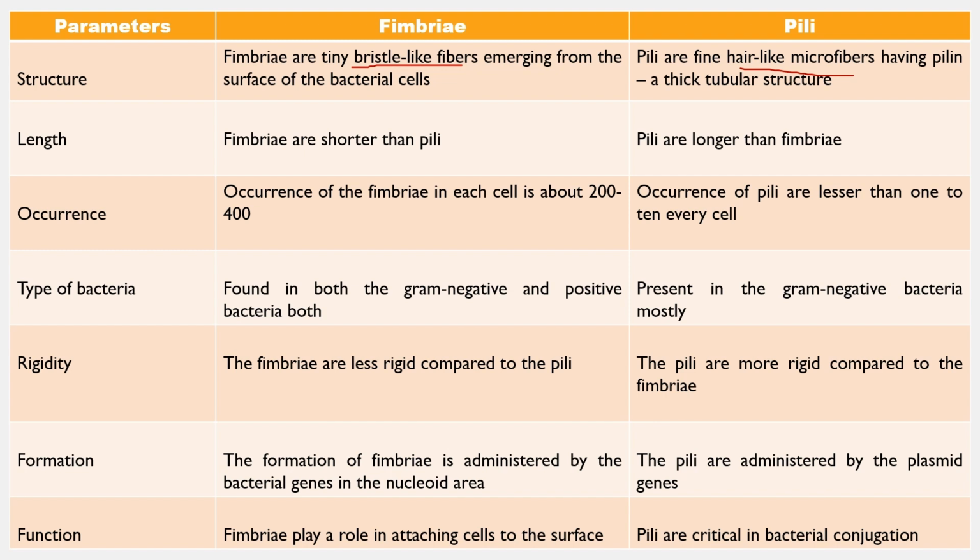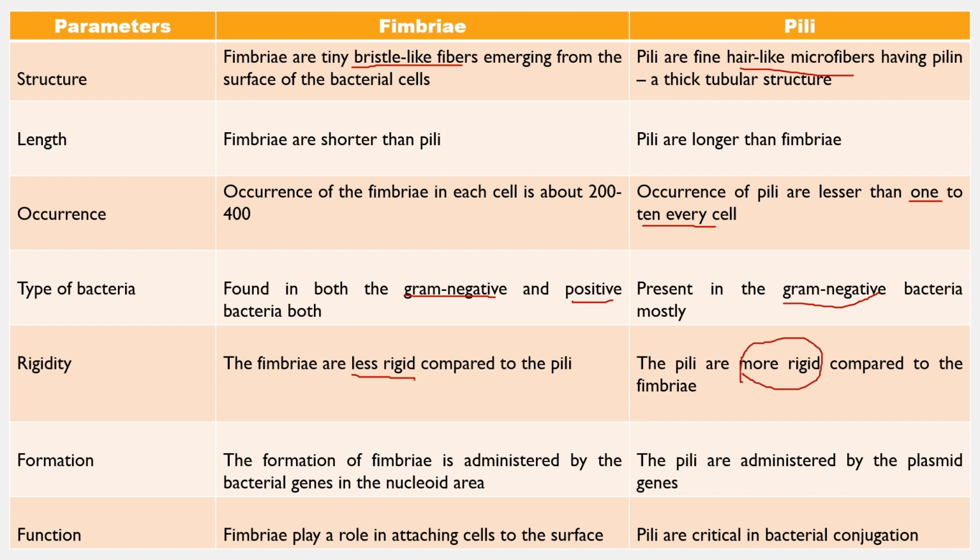And talking about the occurrence, the occurrence of the fimbriae is more per cell. So each cell could have 200 to 400, maybe up to thousands of the fimbriae, whereas one cell can contain 1 to 10 sex pili. Alright. Then both the gram-negative and the gram-positive bacteria have fimbriae, whereas the pili are more commonly found or are more prevalent in gram-negative bacteria. Talking about the rigidity, the fimbriae is a less rigid structure, whereas the pili is a more rigid structure.